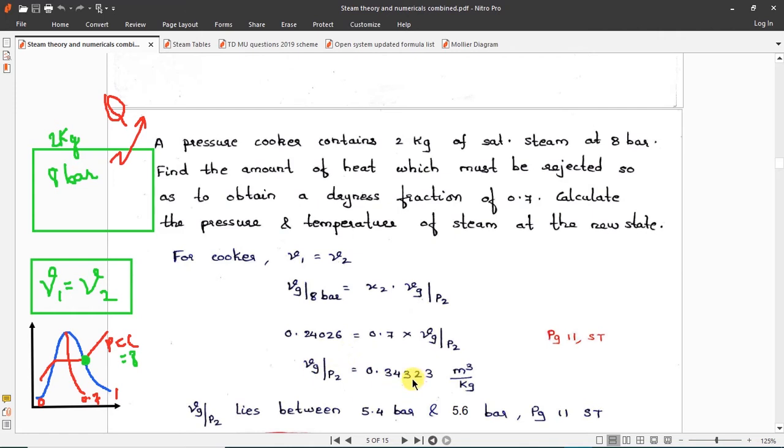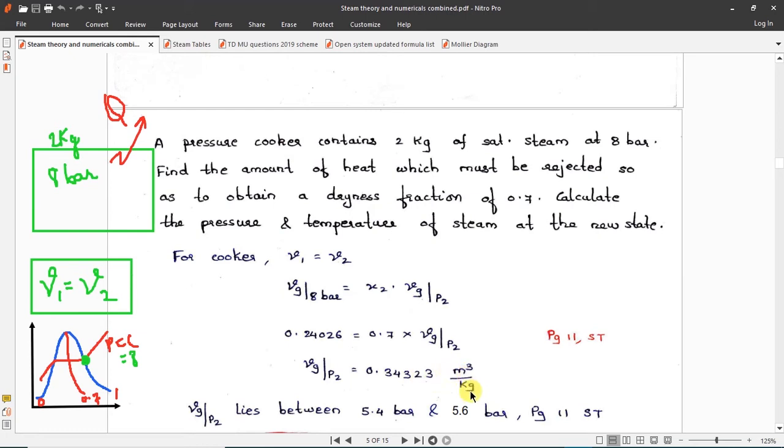Since we know this point 2, it lies in between. Okay, it is in the wet region. So what we have to do is find a value of enthalpy, which is... find a value of Vg which is approximately close to 0.34323 meter cube per kg.